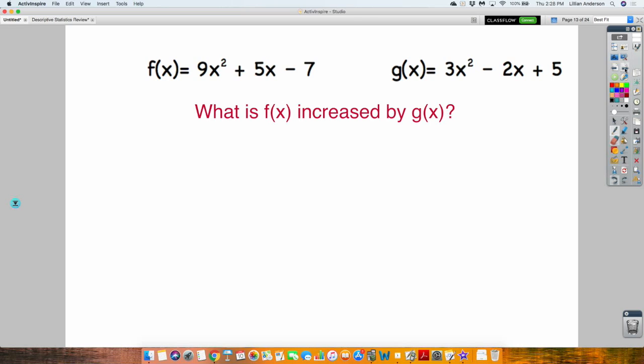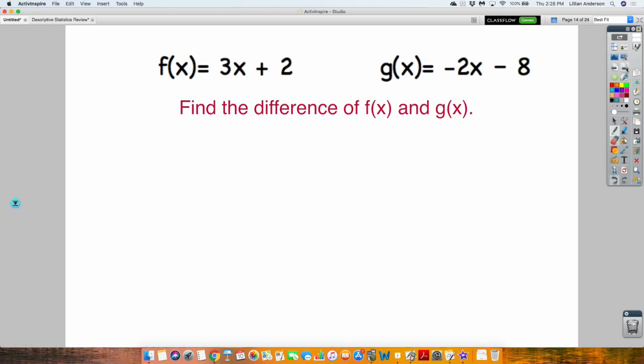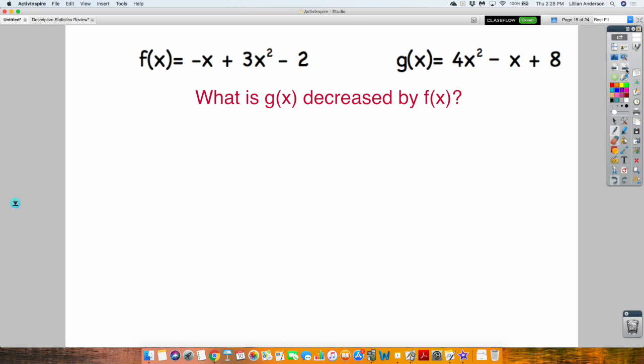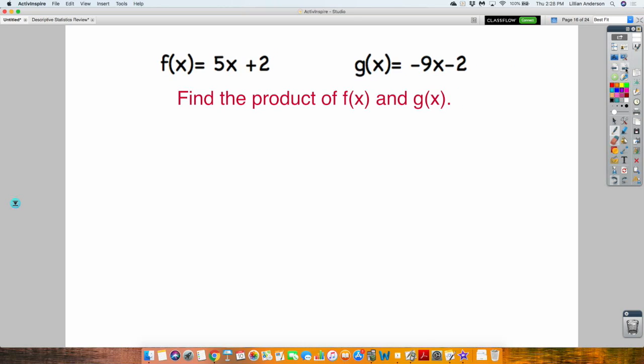So increase by means addition. What about find the difference of f of x and g of x? I'm going to subtract. Which function goes first and which function goes second? F of x first, minus g of x. What is g of x decreased by f of x? Which one is going to go first? Which one's going to go second? Very good. Find the product of f of x and g of x. Multiplication. Very good.